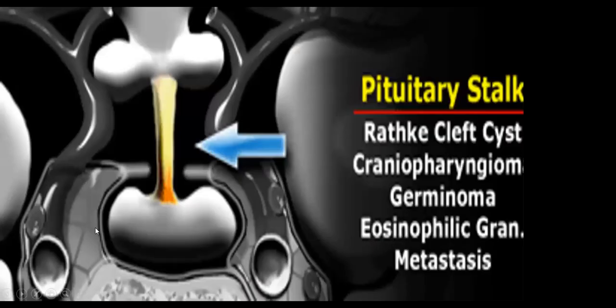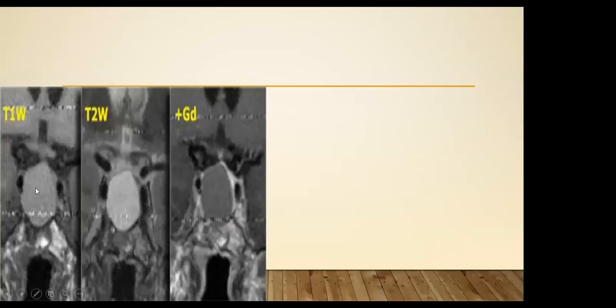Regarding the pituitary stalk, we think about the Rathke cleft cyst, craniopharyngioma, germinoma, eosinophilic granuloma, and metastasis. And this is an isointense lesion in the T1. In the T2, it is hyperintense, and after the gadolinium, just rim enhancement. And this is the Rathke cleft cyst.